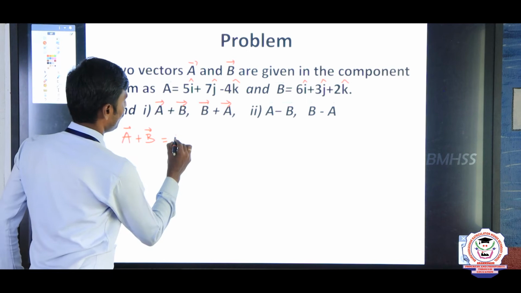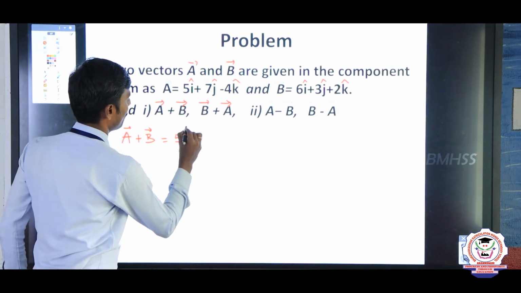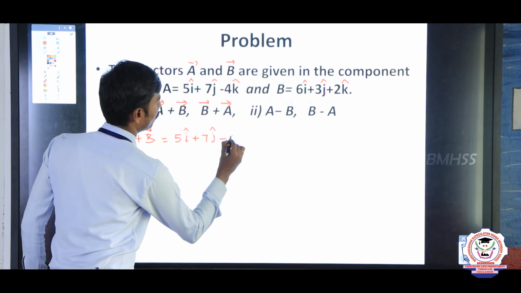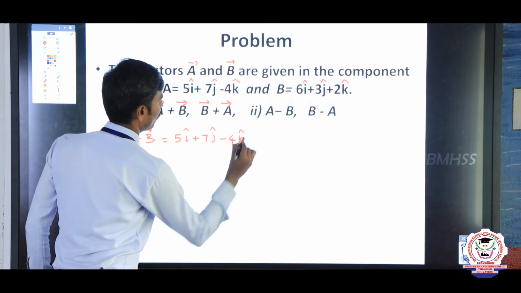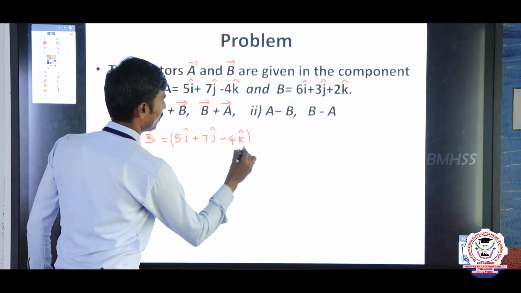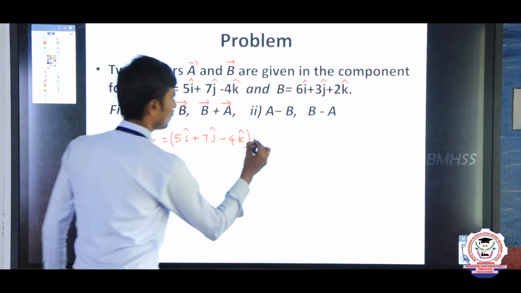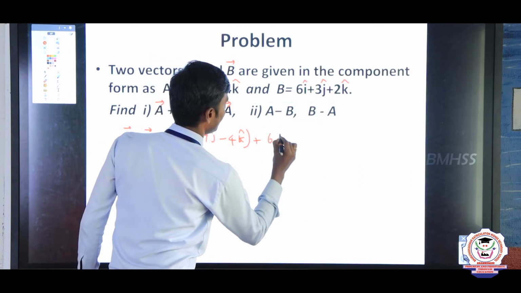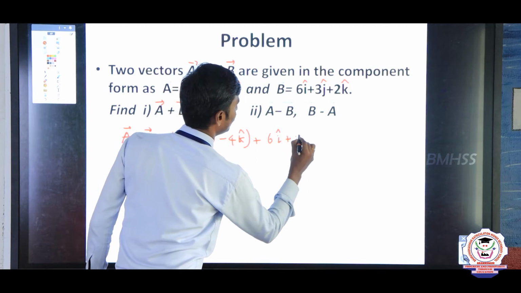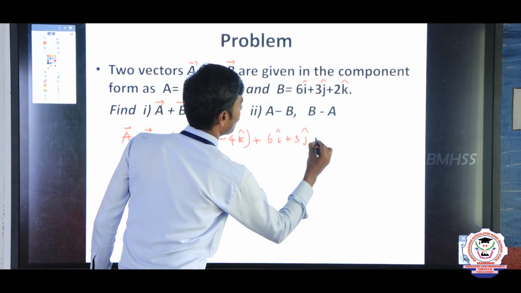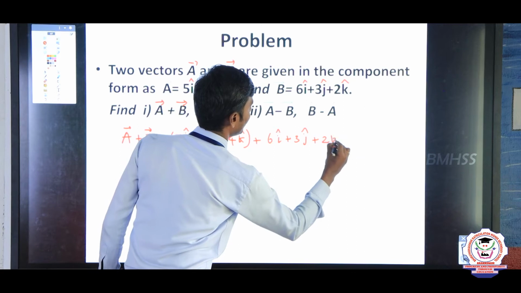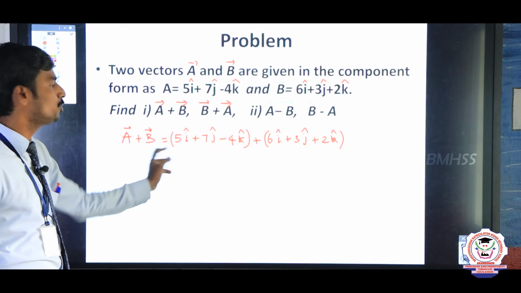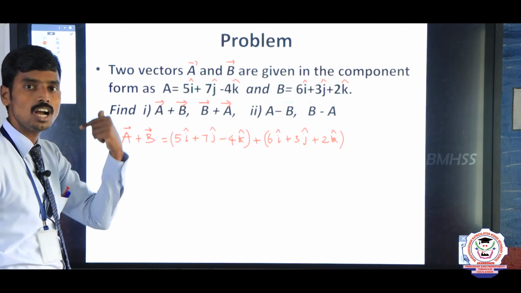Yes, 5 i cap plus 7 j cap minus 4 k cap. Okay, this is the A vector. Here plus B vector. What is the B vector? 6 i cap plus 3 j cap plus 2 k cap. Okay, this is the B vector. Adding these two vectors, A vector plus B vector, using the component method.